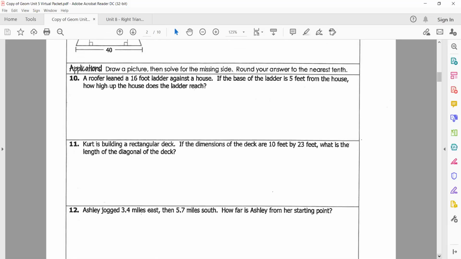Now, these next few problems are classic right triangle problems. It says right in the instructions, draw a picture, then solve for the missing side. Round your answer to the nearest tenth. You will see problems like this on the test. A roofer has a 16-foot ladder. The base of the ladder is 5 feet from the house. How high up the house does the ladder reach? How do you know where you should put those values?